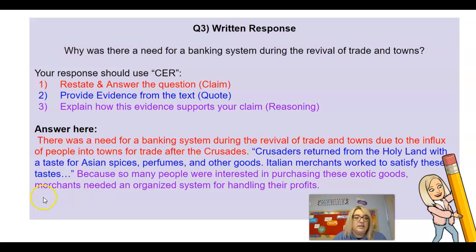Crusaders returned from the Holy Land with a taste for Asian spices, perfumes, and other goods. Italian merchants worked to satisfy these tastes. There's my quote. And then my reasoning to support that quote is that because so many people were interested in purchasing these exotic goods, merchants needed an organized system for handling their profits. If your answer does not look like mine, make sure you copy it so that you have an example of something you can refer to in your slides when you move on to the next question like this.